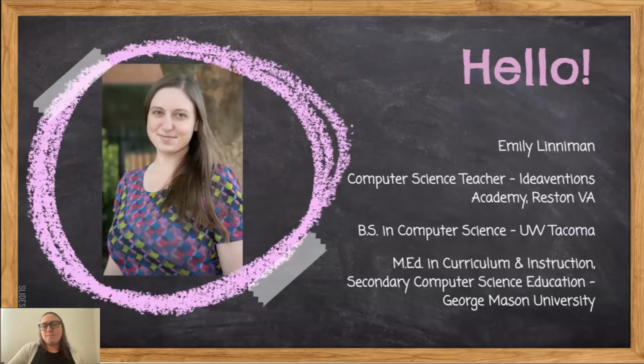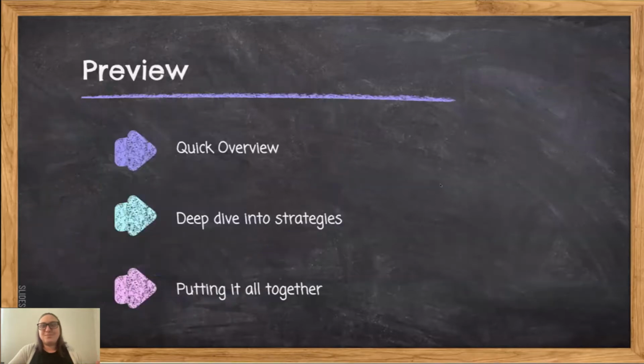I got my bachelor's of science in computer science, and I decided industry was not for me. Teaching was really where I wanted to be. And I am finishing up my master's from GMU this week and next week. So if any of you are looking for a master's program to complete, here's my plug for that. They have a computer science specifically focused curriculum and instruction, and I've learned so much from it. So most of that is what I'm sharing today.